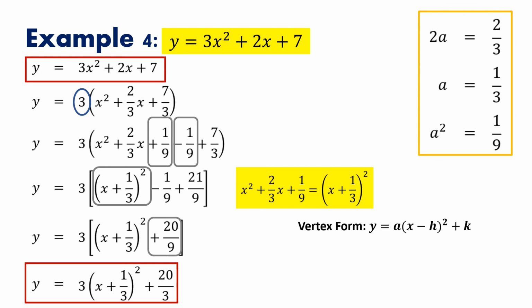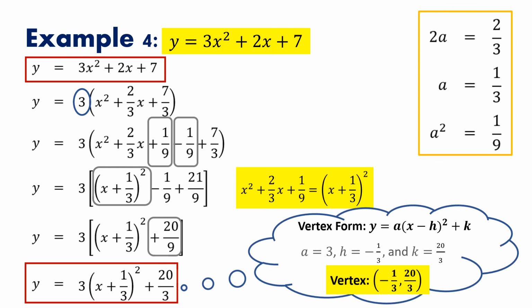This equation is in vertex form. Note that a is equal to 3, h is equal to negative 1/3, and k is equal to 20 over 3. The vertex is the point negative 1/3 and 20 over 3.